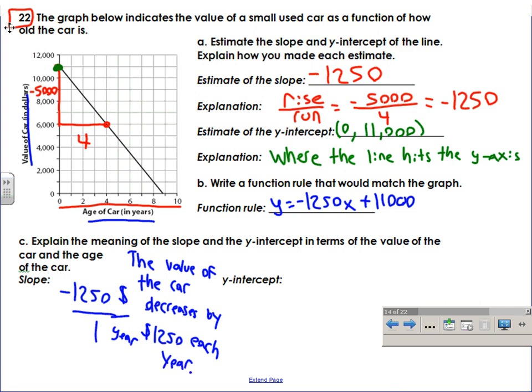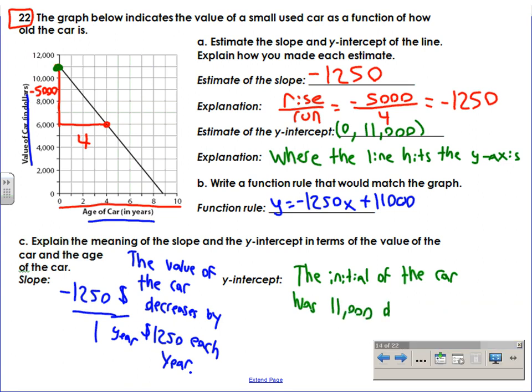Now, the y-intercept of 11,000 means that the initial value of the car was $11,000. So there we have it, problem 22. The equation y equals negative 1250x plus 11,000. That means the value of the car decreases by $1,250 each year, and its initial value is $11,000.